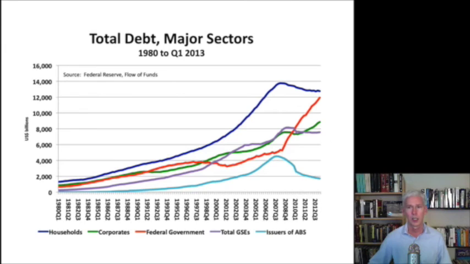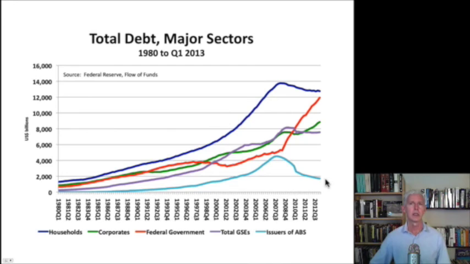The last line that we're going to look at, this blue line, represents the debt of those groups responsible for creating the subprime disaster, the private sector issuers of asset-backed securities, companies like Countrywide and IndyMac. Their debt went all the way up to almost $4.5 trillion, and then most of them started going bankrupt, and their debt has contracted ever since. This is unlikely to pick up again anytime soon.